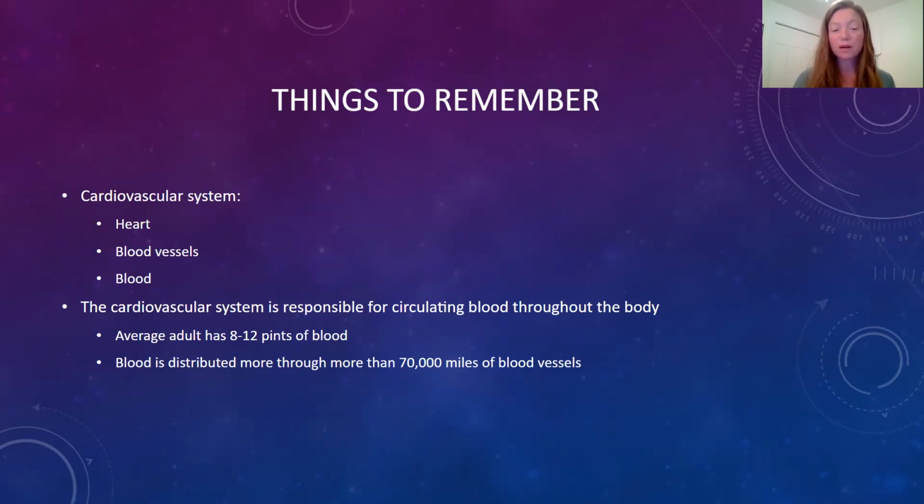To kind of put that in perspective in another way, 8 pints is about 1 gallon. Also, we have about 70,000 miles of blood vessels in our body. Another way to look at that is if you were to stretch those vessels between New York City and San Francisco, you could go back and forth at least 24 times. And remember, blood is moving constantly and continuously through all those vessels and through our heart.